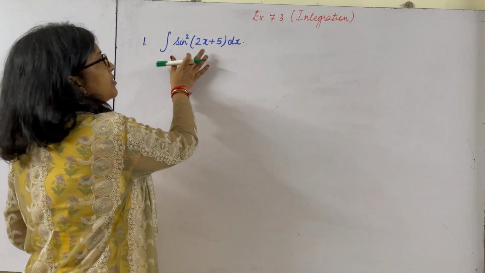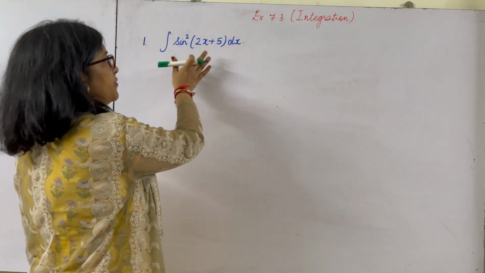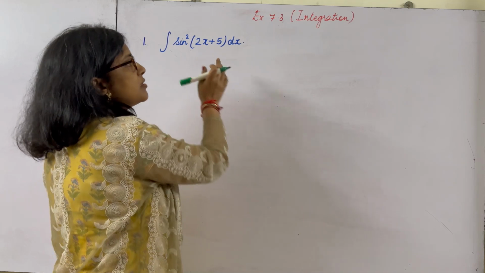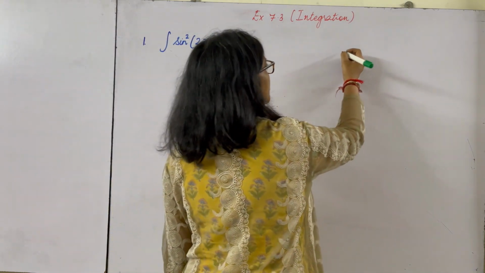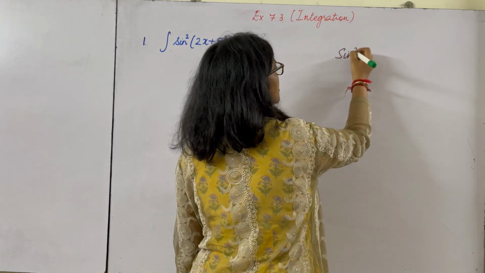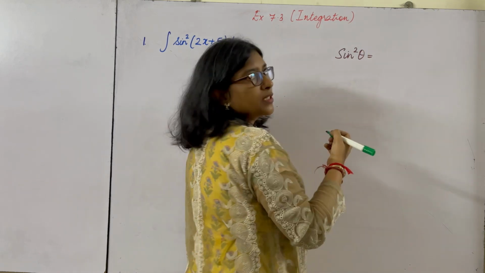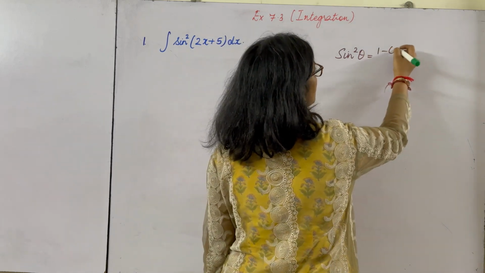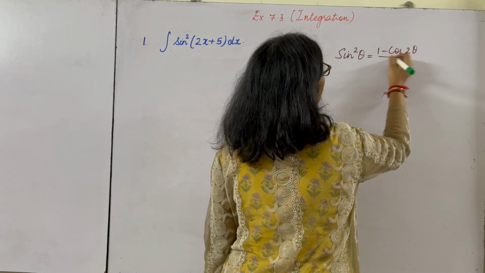So the first question here is sine squared (2x + 5). You have to integrate this. So what we are going to do is first write down the formula of sine squared theta. It is (1 minus cos 2 theta) by 2.